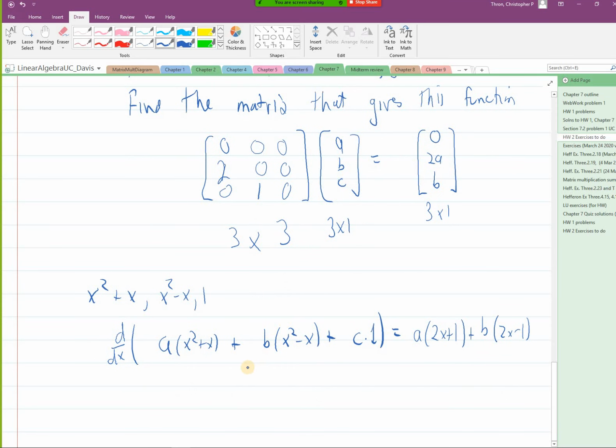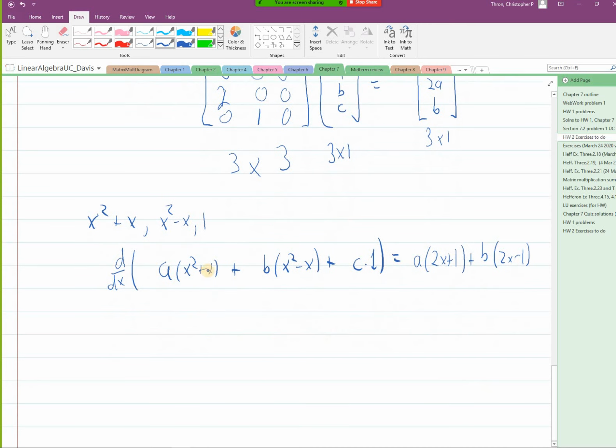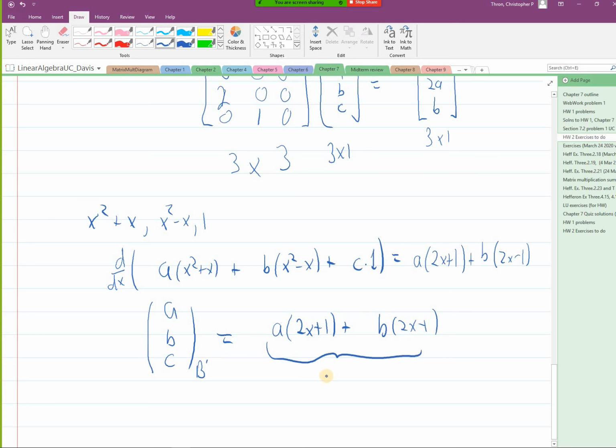That's it. Now this vector here can be written as a, b, c in my basis. I think they call it B prime or something. Now the wrinkle here is that we want to write this vector using this basis. So I'll just write this like this: a times 2x plus 1 plus b times 2x minus 1. So I need to express this using the basis.